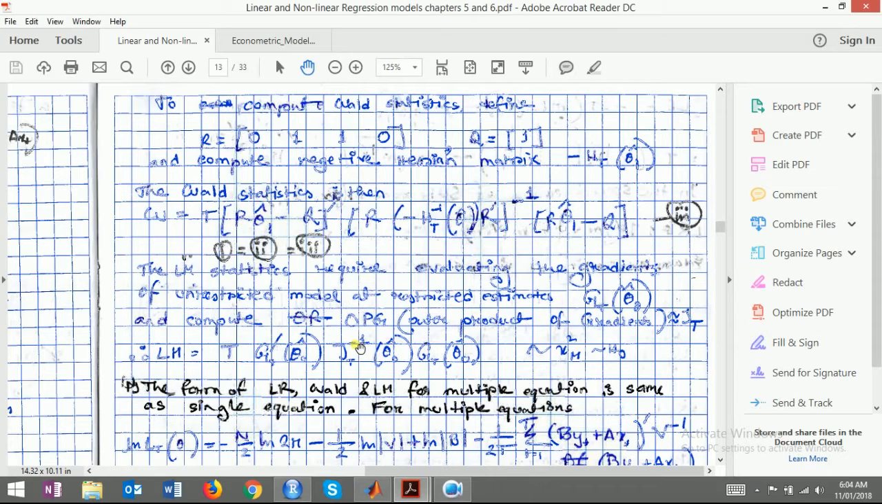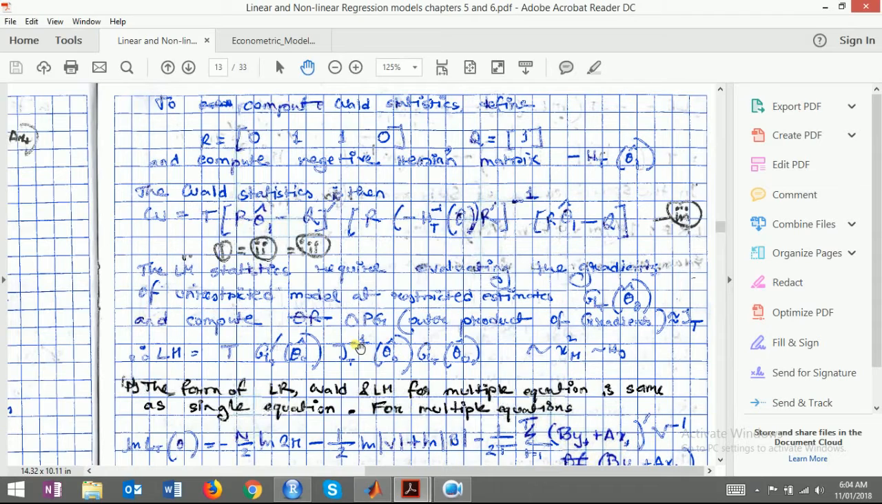The Wald statistic is then R theta 1 minus Q transpose, times R negative Hessian theta R transpose inverse, multiplied by R theta 1 minus Q. I think we did this math before.